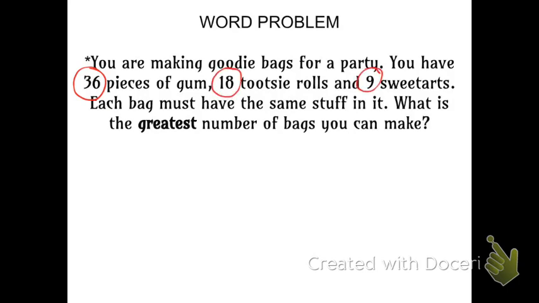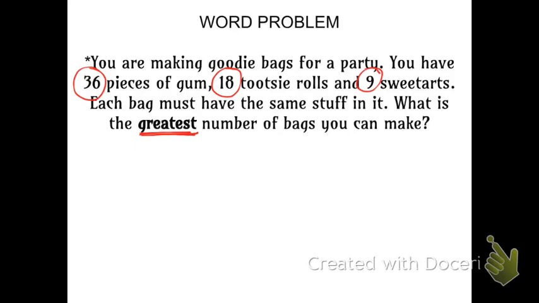Those are your important numbers. Okay? Now, we're going to underline where it tells us what kind of problem it is. So what word or words tell us what kind of problem it is? You can say it. Greatest. It's highlighted for you, right? So greatest tells us we're probably going to have a greatest common factor question.